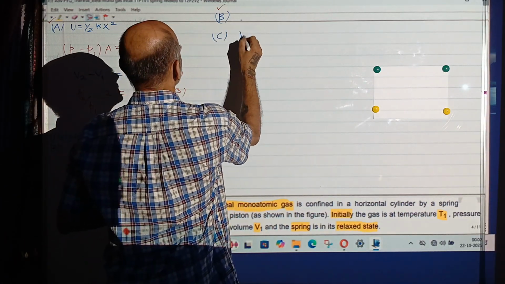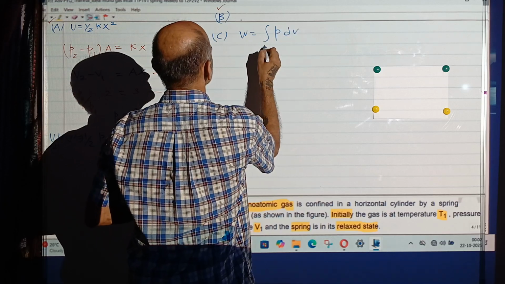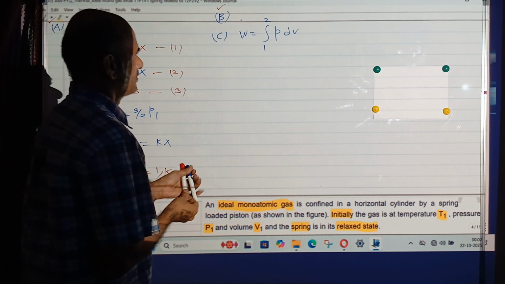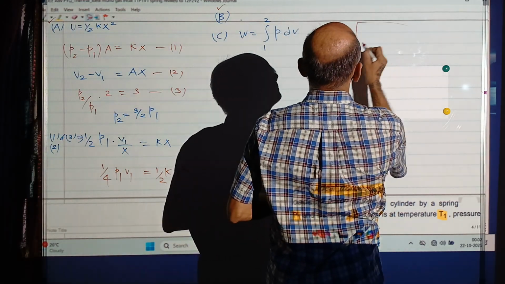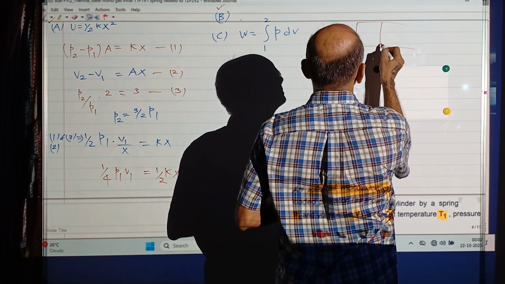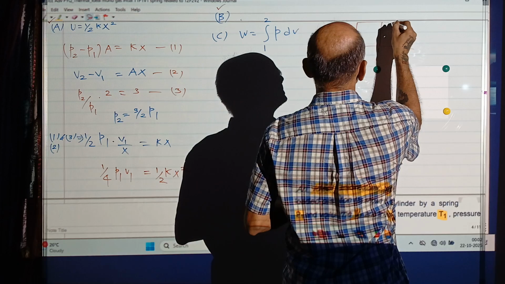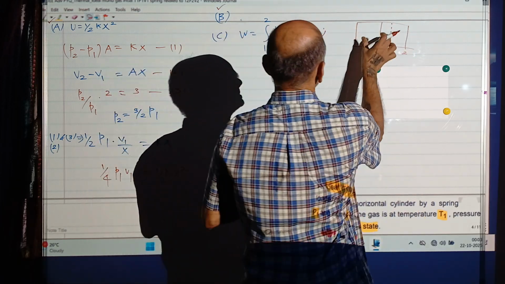Option C, work done by the gas is integral PdV from state 1 to state 2. At any intermediate state, this is the initial state of the piston, 1. This is the final state of the piston, 2. Any in-between state, let me call it i. The pressure here, let it be P.